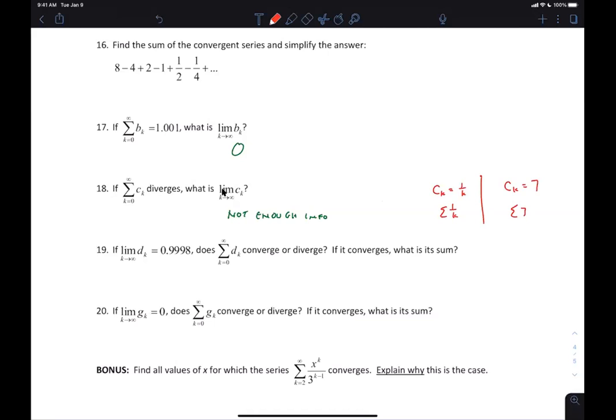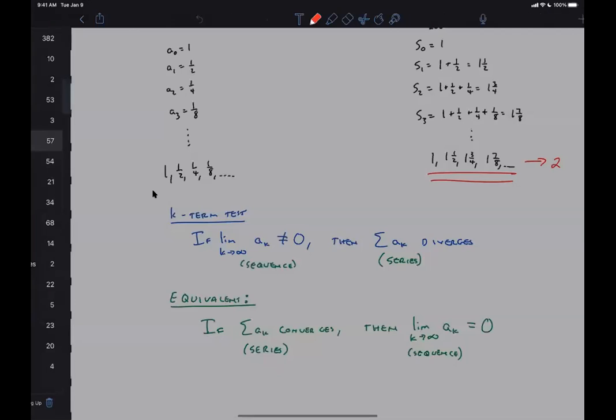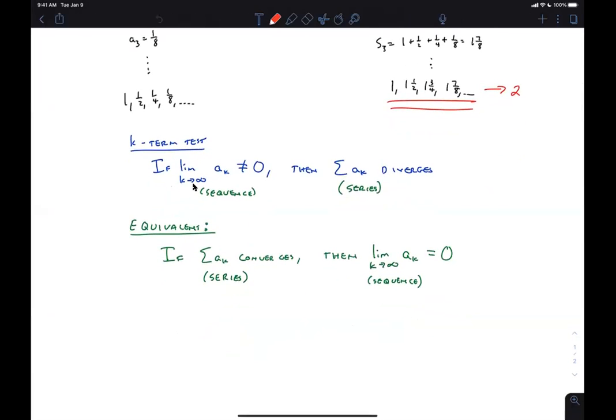And so we don't know what happens. CK could go to 0. It could go to something else. It could diverge. If we know that the series diverges, that doesn't tell us what the sequence does. So if we go back and look at this kind of logic at the bottom, these are the exact two things we do know. We do not know modifications of this statement.